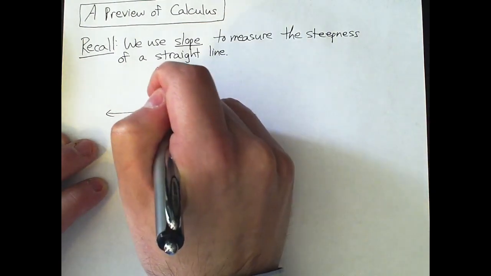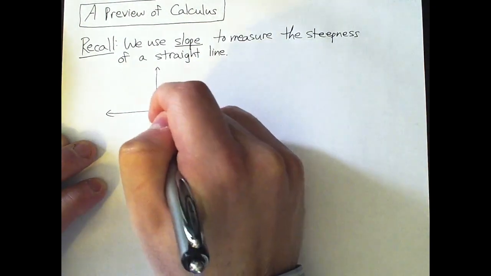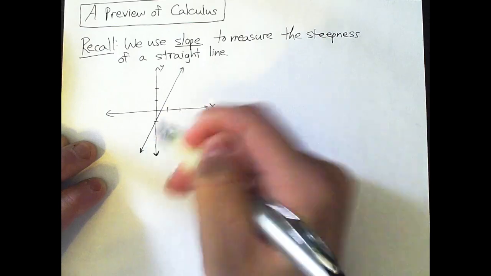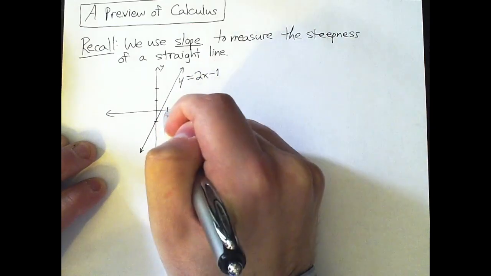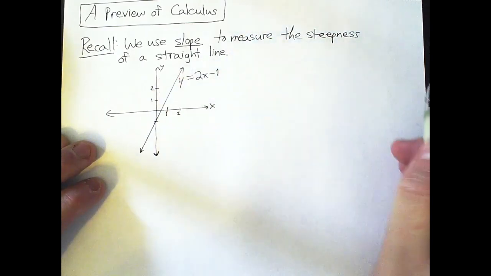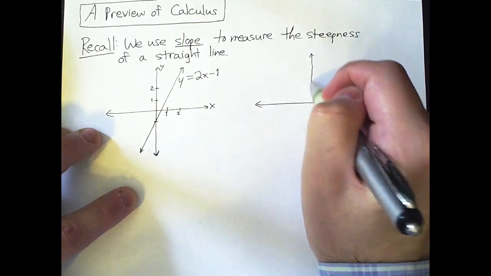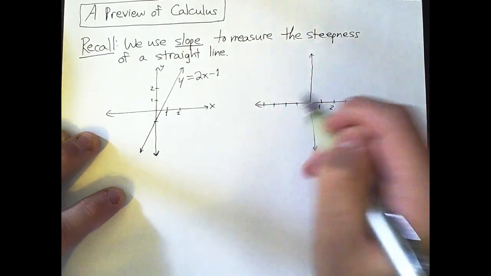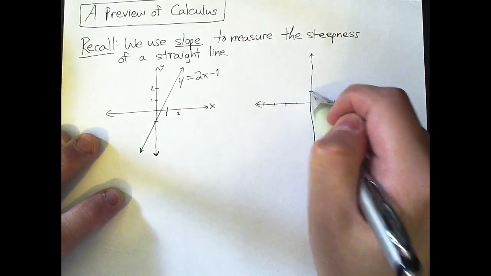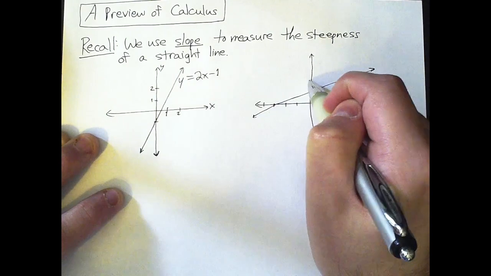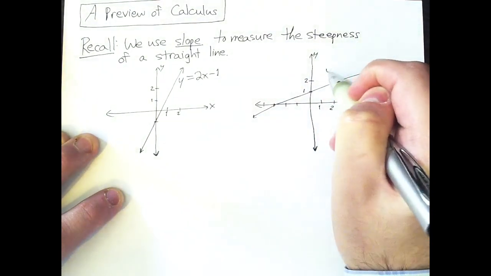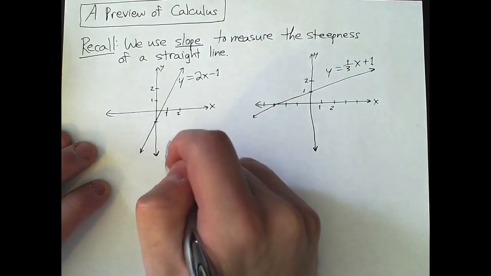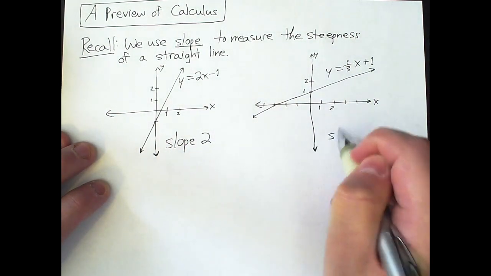For example, here's a couple of linear functions. Just a couple of quick ones. So this would be y equals 2x minus 1. That's what a slope of 2 looks like. And let's say this is a graph of y equals 1/3 x plus 1. That's what a slope of 1/3 looks like. So slope of 2, slope of 1/3.